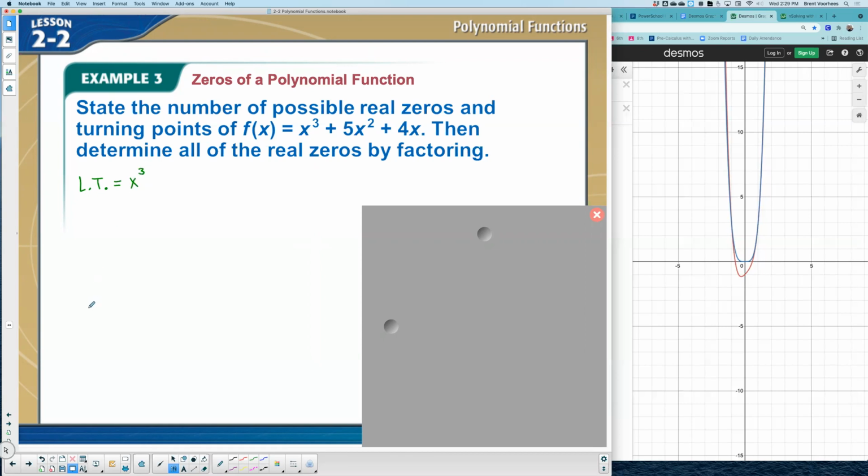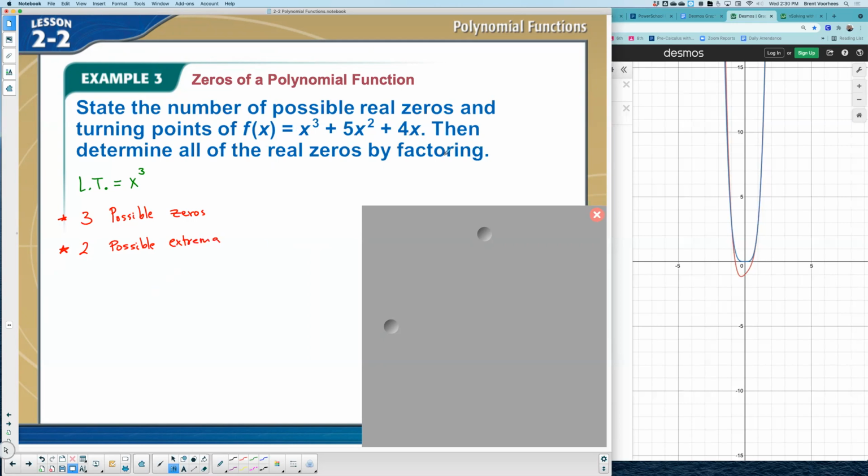Leading term. Okay, so if my leading term is x cubed, how many possible zeros are there? Possibly 3 possible zeros. That's factoid number 1. How many extrema could there be? Extrema just means maximums or minimums. How many are possible? 2 possible extrema. They won't necessarily have them, but that's what's possible.